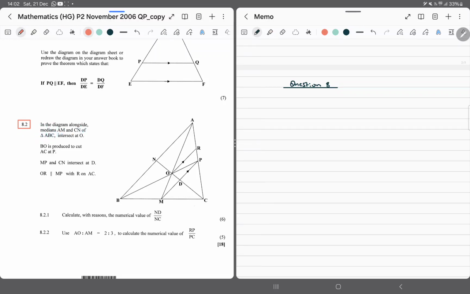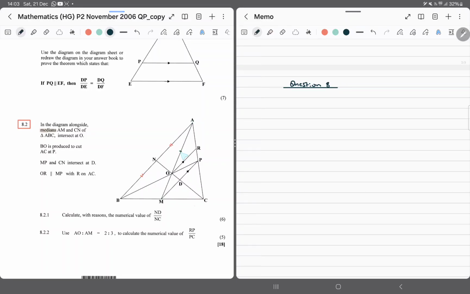It says in the diagram alongside, medians AM. Now, do you see that word medians? Now, guys, I know you know very little about triangles, which is sad, because nobody teaches you these things. I don't know if they still teach this. I think we studied this in grade 10, if I'm not mistaken, because by grade 11 we were essentially applying that knowledge. All right, so a median is basically a straight line from one vertex of a triangle to the midpoint of the opposite side. So meaning this being a median, for example CN, it means it bisects AB into AN equal to NB. That's a median.